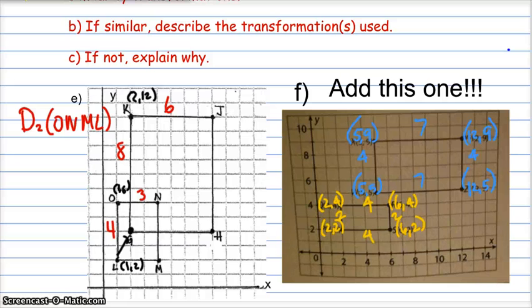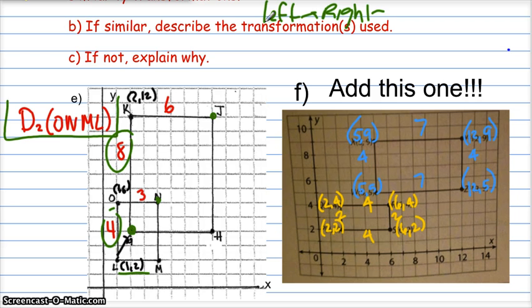But what I would like to do for all of them is to talk about translations from left to right. So instead of being cut in half, it's really being dilated by a factor of 2. Take a second and plot the dilation. So if we take L and multiply it by a factor of 2, it lands perfectly at G. N lands perfectly at J. So this was only a single transformation. It was a dilation to show that the two are similar.